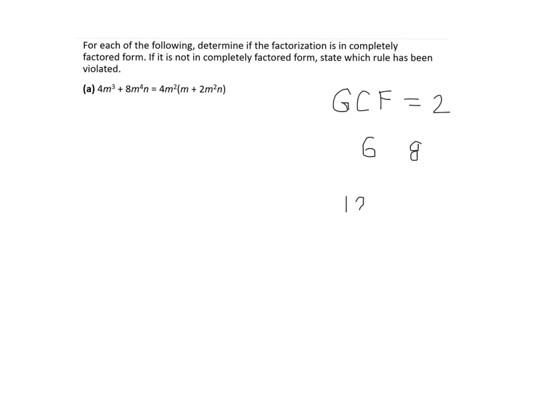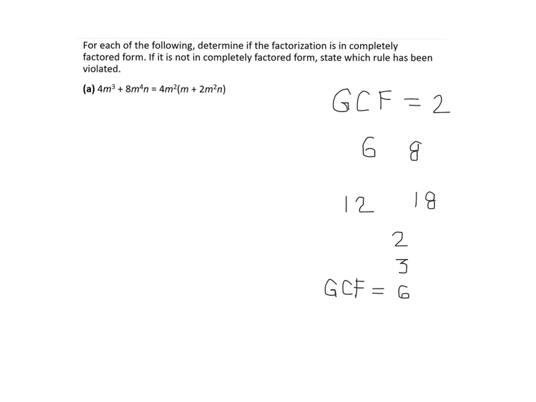Now, we might be looking at maybe two numbers like 12 and 18. Well, 12 and 18 have several common factors. They both divide evenly by 2. They both divide evenly by 3. They both divide evenly by 6. But that's all that they have in common. So the GCF, the one that is the greatest that divides evenly into both of them, is 6.